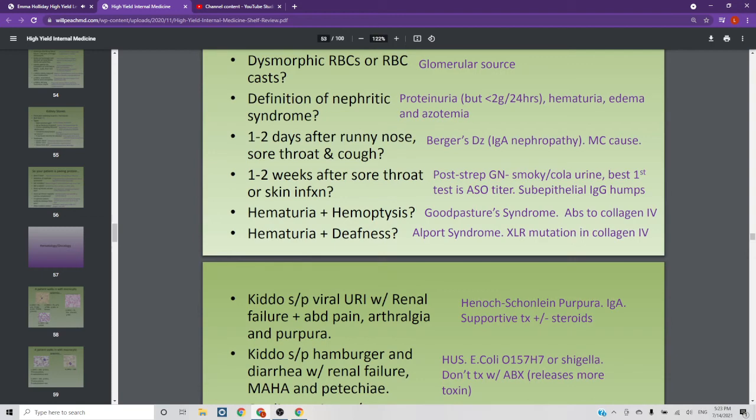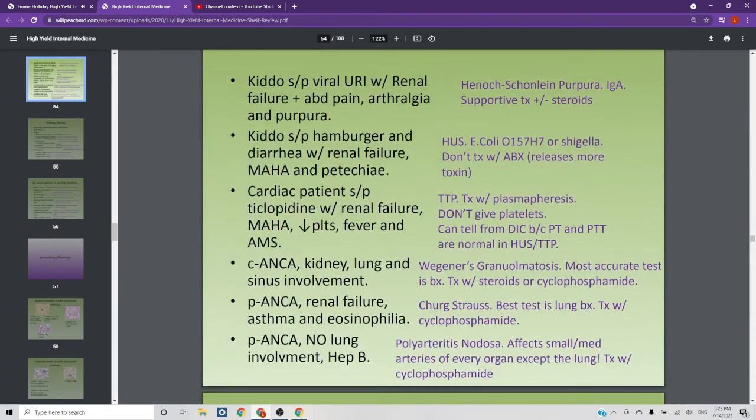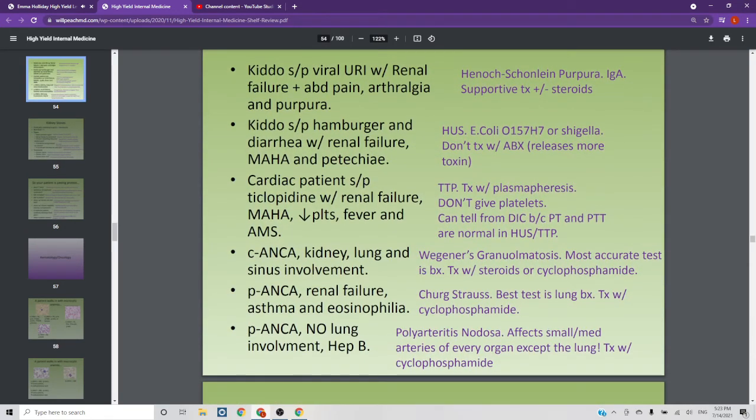All right, so what if you're a kiddo peeing blood after an infection, and also with arthralgias and purpura and abdominal pain? Henoch-Schönlein purpura, good. A kiddo status post hamburger and diarrhea with renal failure. It must have been late when I was making this slide. Yes, that's HUS. Good. The MAHA is microangiopathic hemolytic anemia and petechiae. Those are other symptoms of HUS.